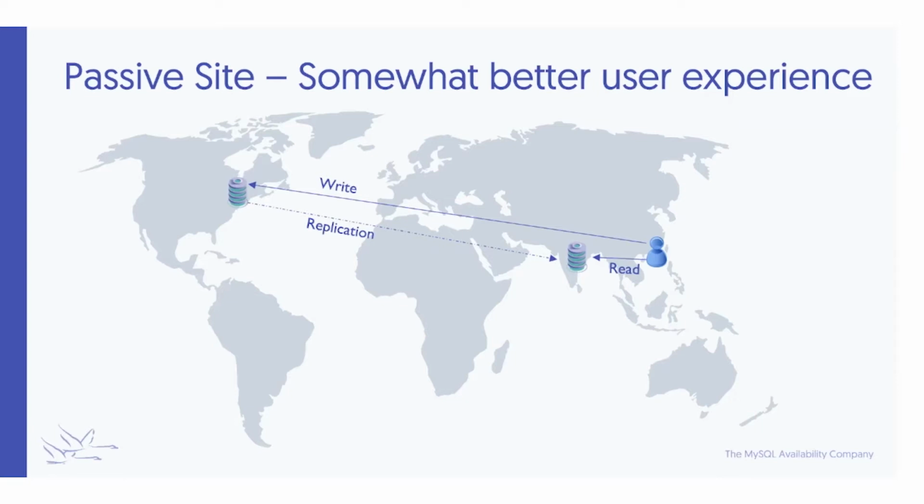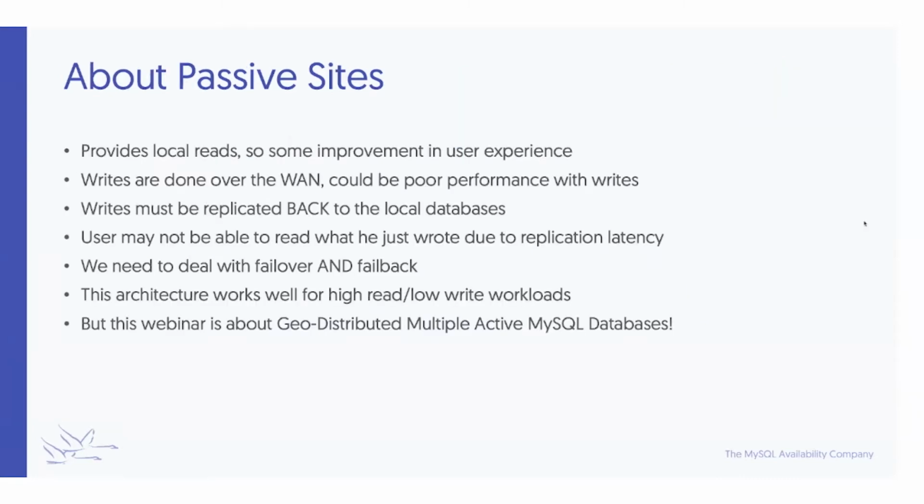And this is kind of what some of the managed database services like RDS and Aurora do. So again, we're providing local reads to the application. So there's definitely some improvement with user experience. Unfortunately, writes are still done over the WAN. So whenever we have a write, we are going to experience potentially some poor performance.